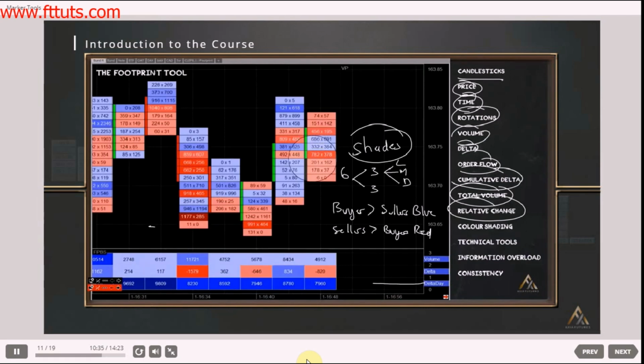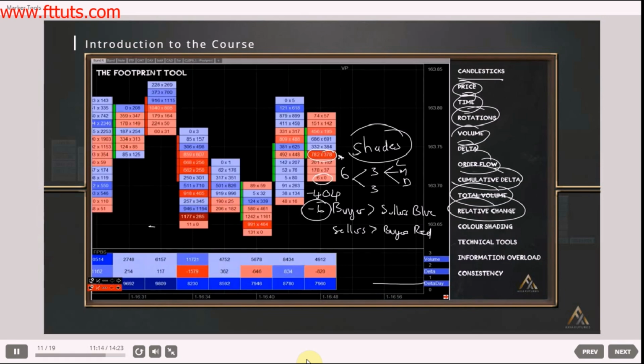All the shade is telling us is where the delta is higher or lower relative to the rest of the rotation. So if in this example there's a very high negative delta, as we said, of minus 404, and we compare that to the lowest one, which is only minus 6, then the more negative the delta is, the darker the shade of red, and the lower the delta is, the lighter the shade of red. And the same is true for the buying.